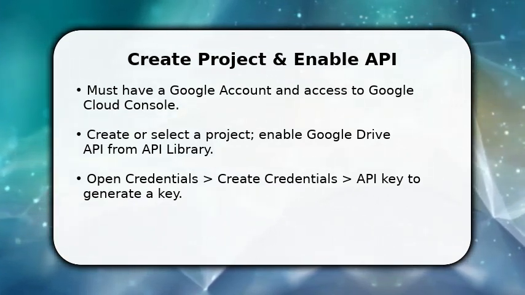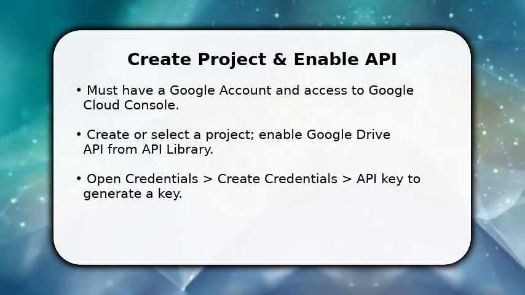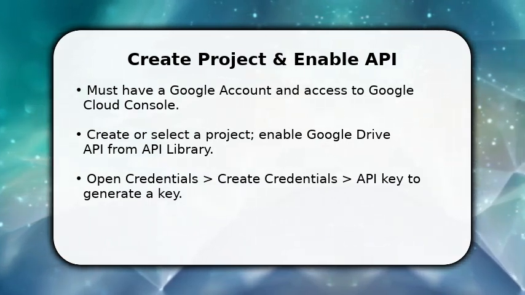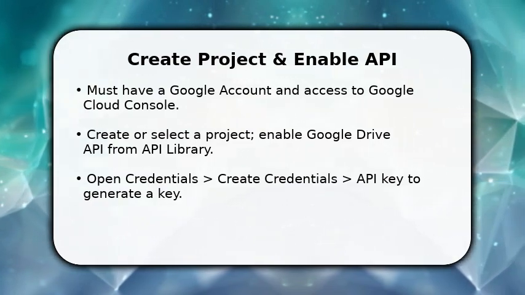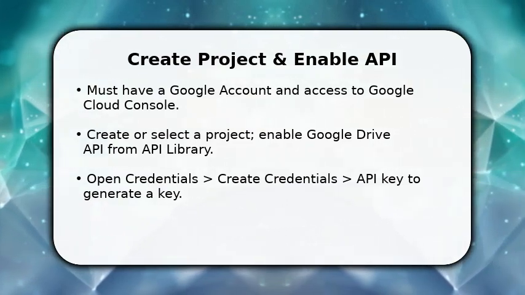After enabling, open Credentials and choose Create Credentials, then API Key. This generates the raw key you will use. Do this now so you have a key to configure and secure in the next steps.